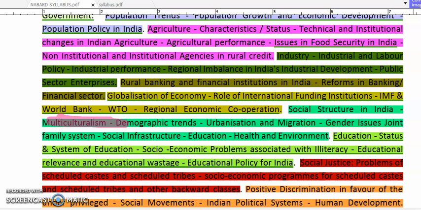This is the NABARD syllabus in front of you, and you can see there is a keyword called globalization of economy, right? And you know that agriculture is very important in NABARD. So a question can be framed: what is the effect of globalization on agriculture? Today we are going to discuss the effect of globalization on agriculture, and in the next lecture we will discuss the effect of globalization on the Indian economy. So let's start.